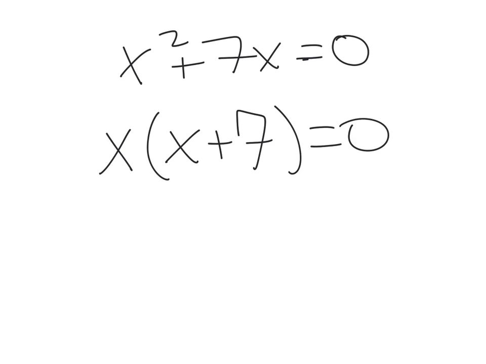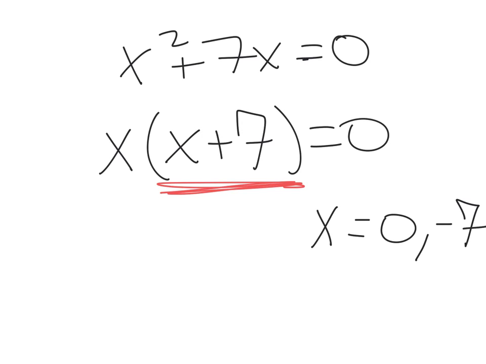Well, now to make x equal to 0, it's easy. You just set it equal to 0. So x equals 0 is one of the options. But how do we make x plus 7 equal to 0? We plug in negative 7. So the other option is negative 7, and those are the two solutions to this equation.